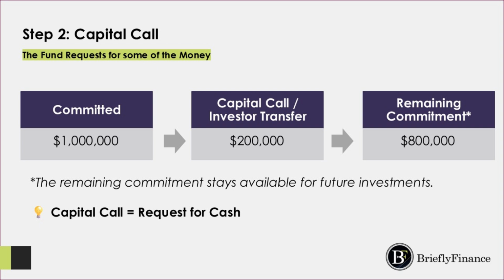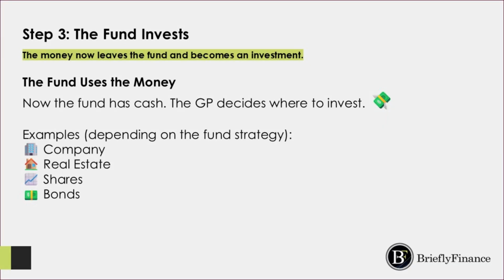Think of it as an official request asking the investor to transfer part of their commitment. The investor sends the $200,000. The remaining $800,000 is still available for future capital calls. So a capital call is simply the fund requesting part of the promised money. Now the fund finally has cash.